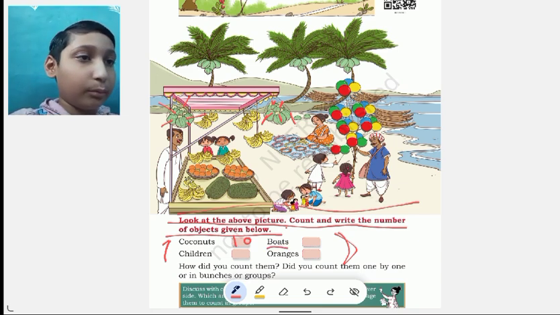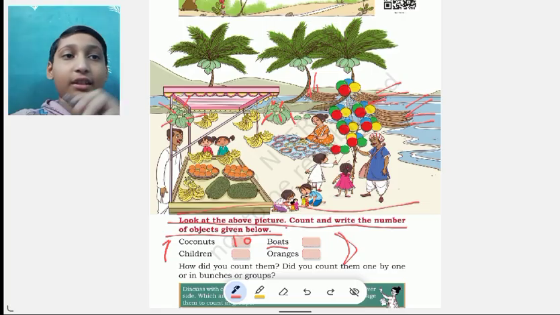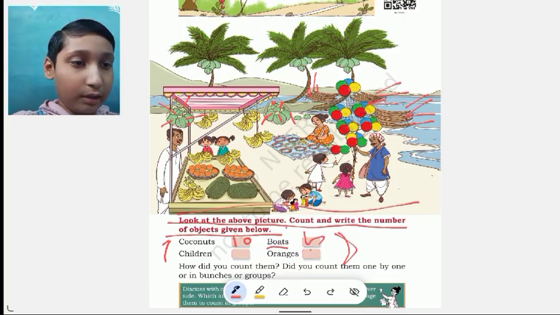So there's one, two, three, four, and then one, two, three, four, one, two, three, four. So there's four in each pack. So you have to write 12.